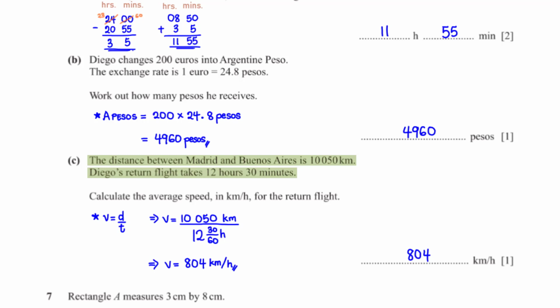The distance between Madrid and Buenos Aires is 10,050 kilometers. Diego's return flight takes 12 hours 30 minutes. Calculate the average speed in kilometers per hour for the return flight. Here is the formula for calculating average speed. The distance d is 10,050 kilometers and the time t is 12 hours 30 minutes. We convert 30 minutes to hours by dividing 30 by 60. When we type this into the calculator, we get 804 kilometers per hour.